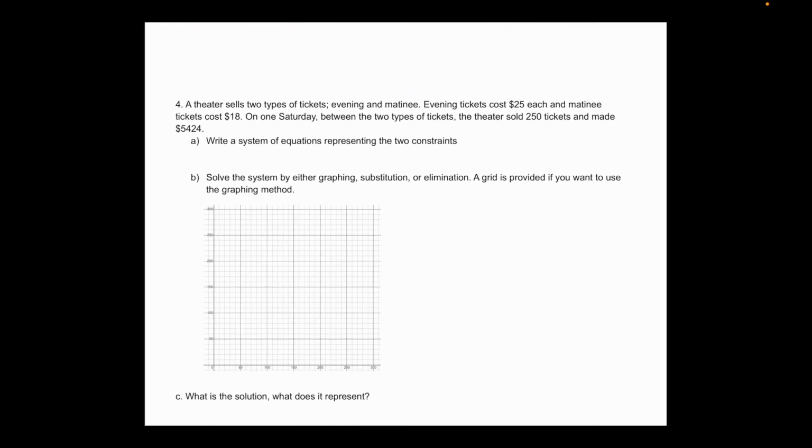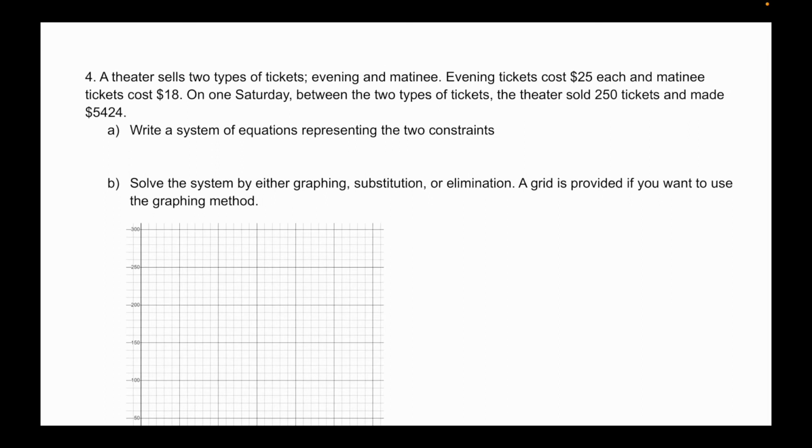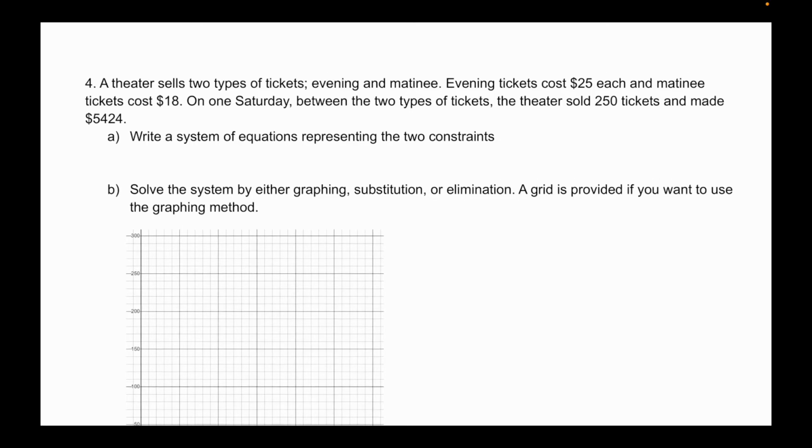Okay, question 4, we have a word problem. So there's a theater that sells 2 types of tickets, evening and matinee. Evening tickets cost $25 each, and matinee tickets cost $18. On one Saturday, between the 2 types of tickets, the theater sold 250 tickets and made $5,424. We want to write a system of equations representing the 2 constraints. Constraints are just the situations. That's the situations we have going on.